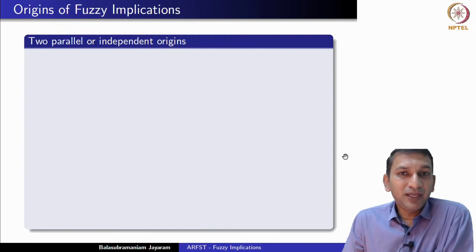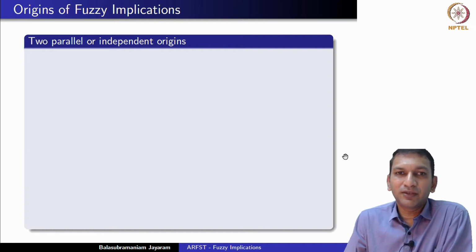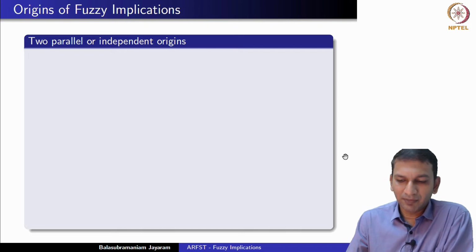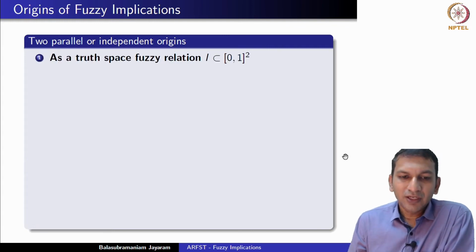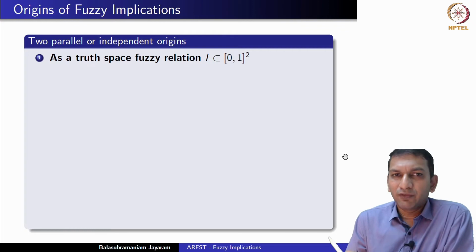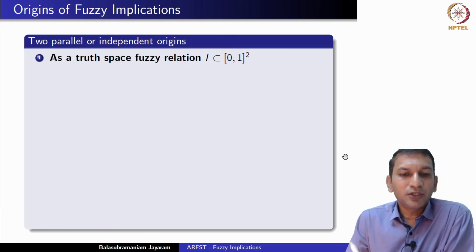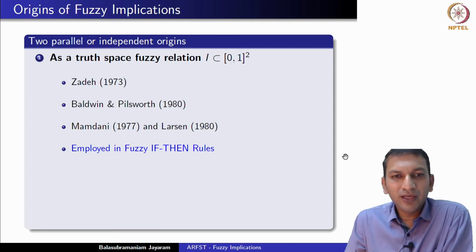If you were to look at fuzzy implications themselves, say from the early 70s or mid 60s, when fuzzy set theory started catching up, you could perhaps trace back its origins to parallel or independent origins. First, as a truth space fuzzy relation. We are yet to see about fuzzy relations, which we will take up in the next week. But as a truth space fuzzy relation, this is how many of the early works on fuzzy implications, especially during the 70s, explored this particular connective.